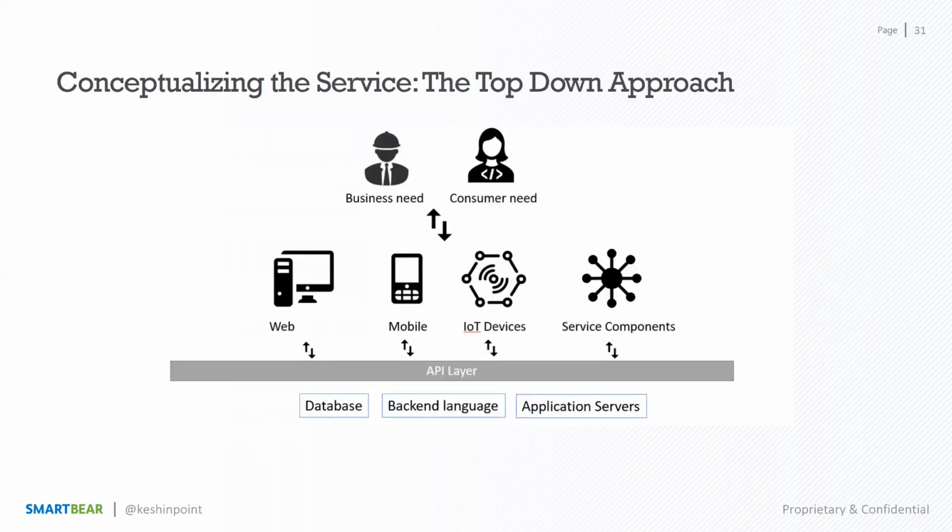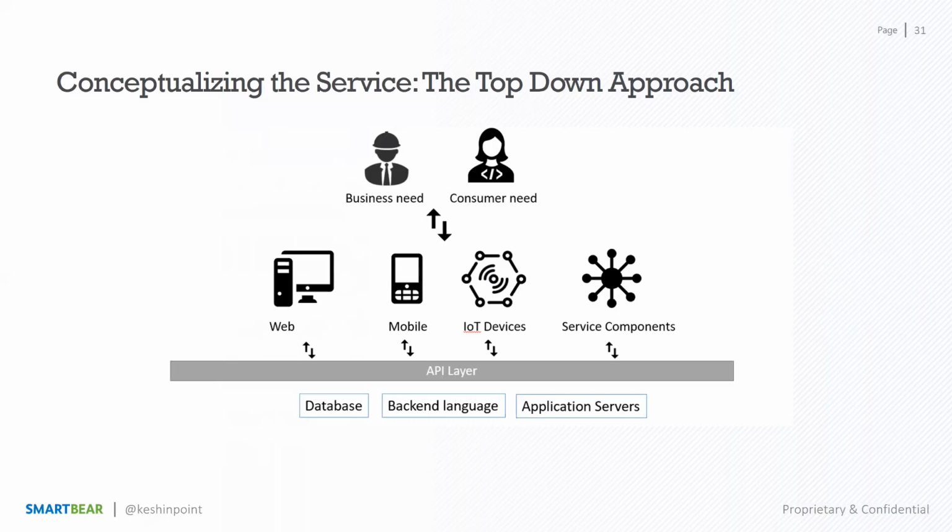So it's really important to have the top-down view when it comes to the API first approach. We actually think about the business and consumer need first, and then go all the way to the views or the clients, and then finally to the layer, which is the API layer, and then towards the back end. That's the view we always recommend.